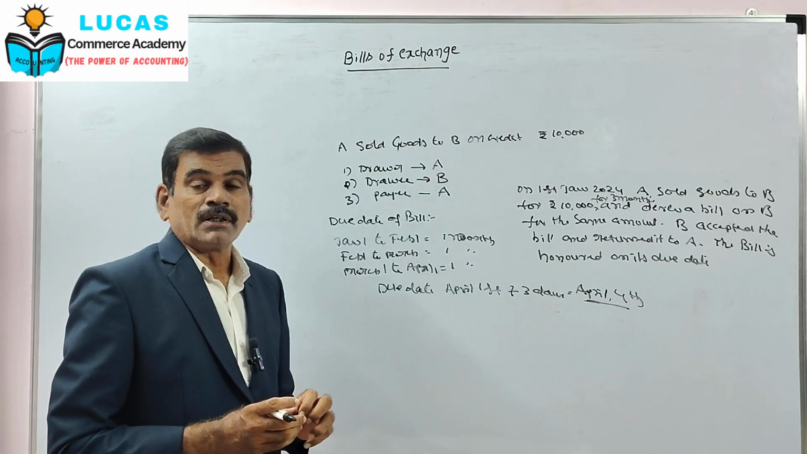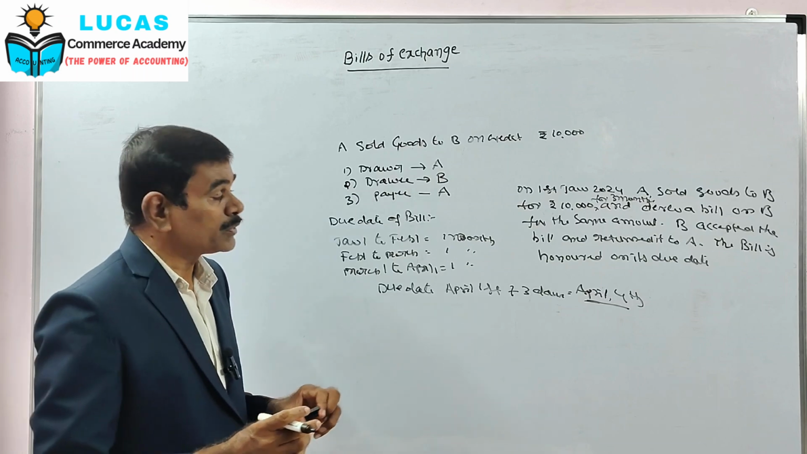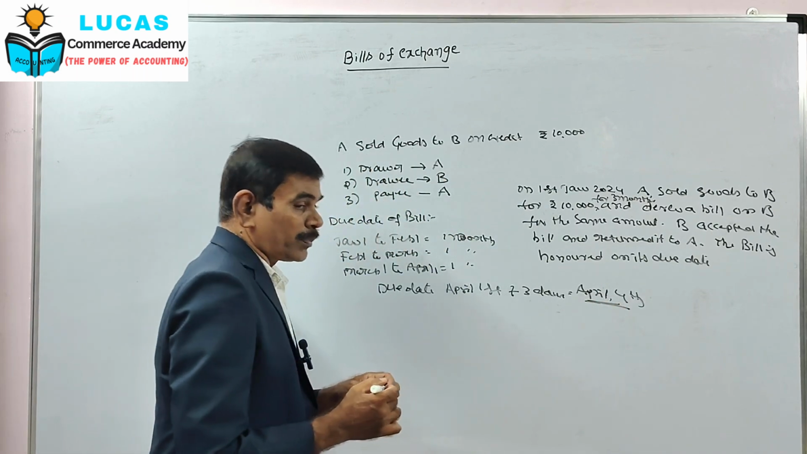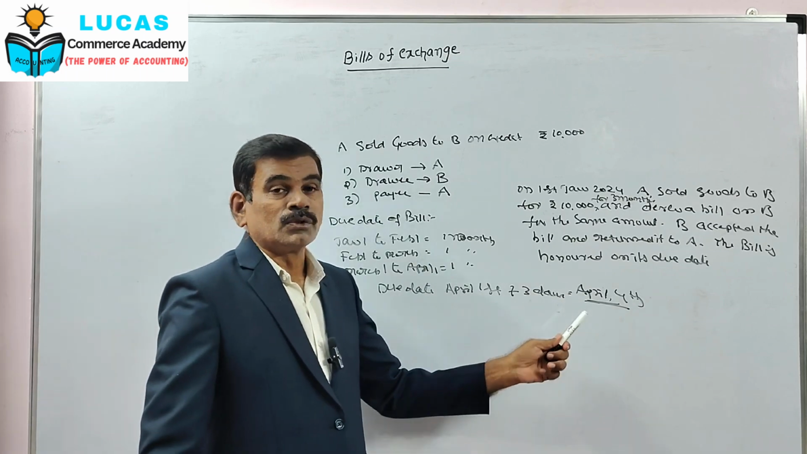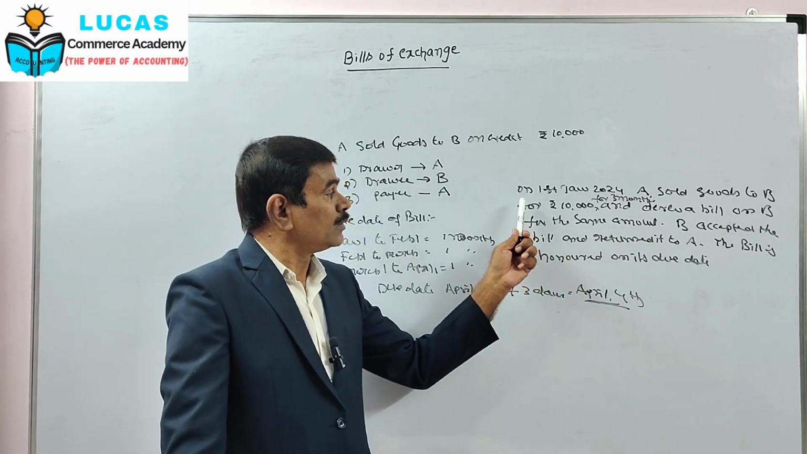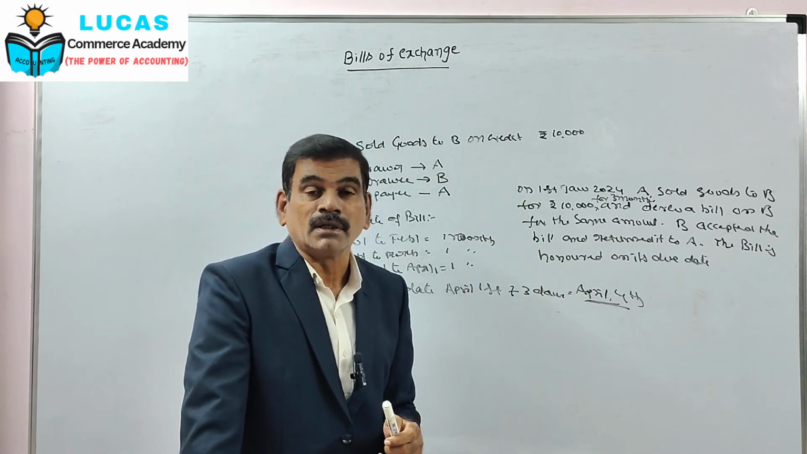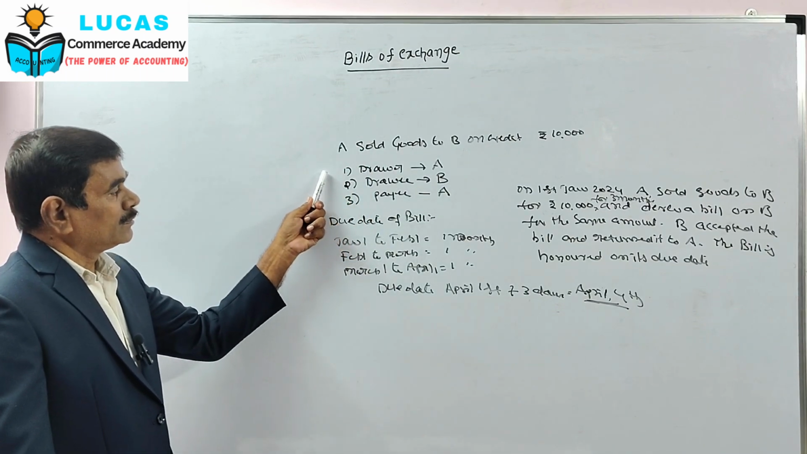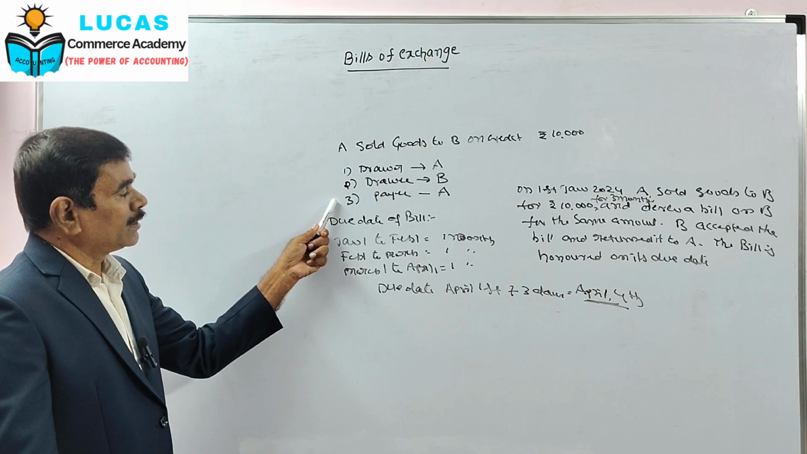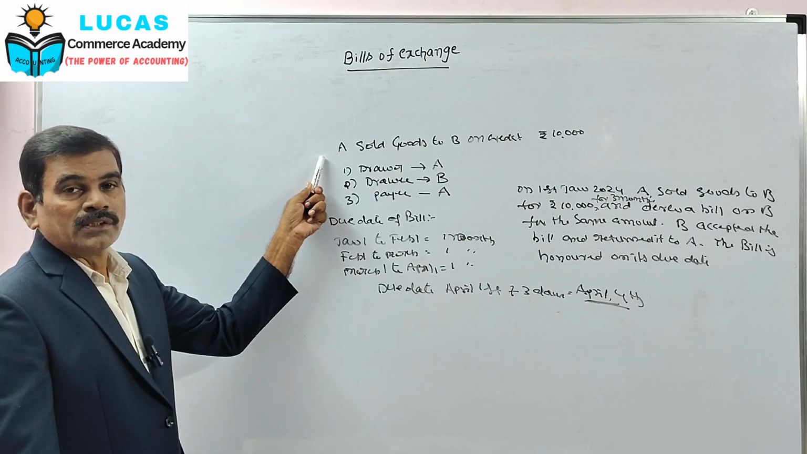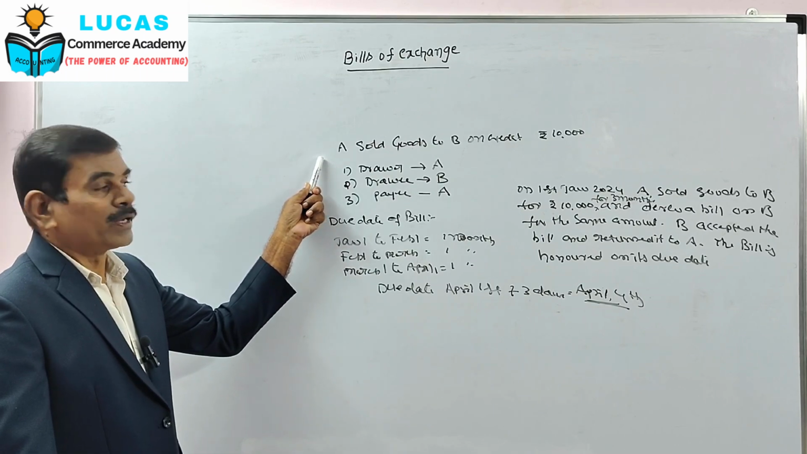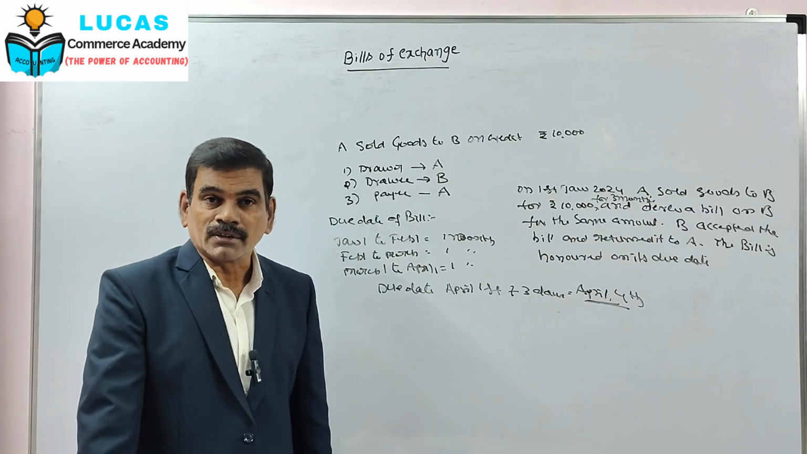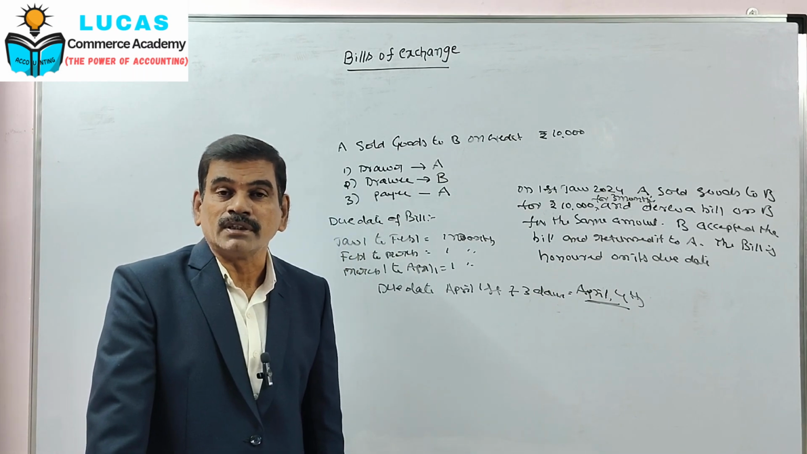Due date is nothing but the date on which the bill becomes due for payment. That means on April 4th, B is going to pay rupees 10,000 to A. That is the meaning. So, drawer, drawee, payee, to whom the bill is receivable, to whom it is payable, due date of the bill, and days of grace. These are the things we have discussed.